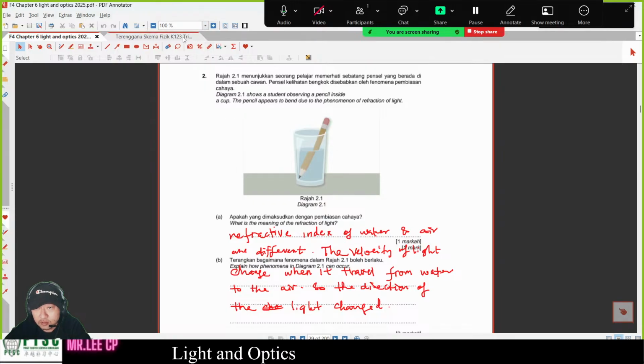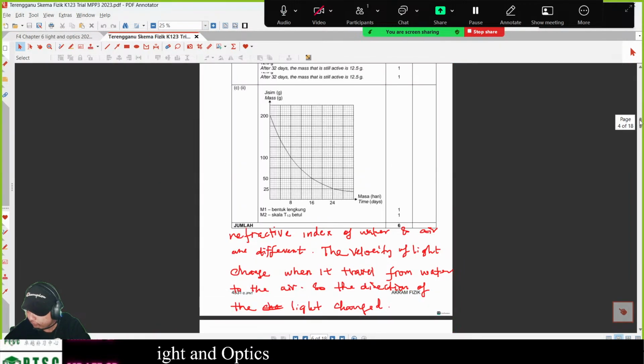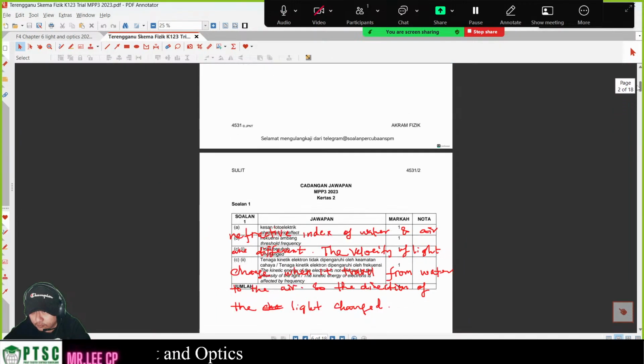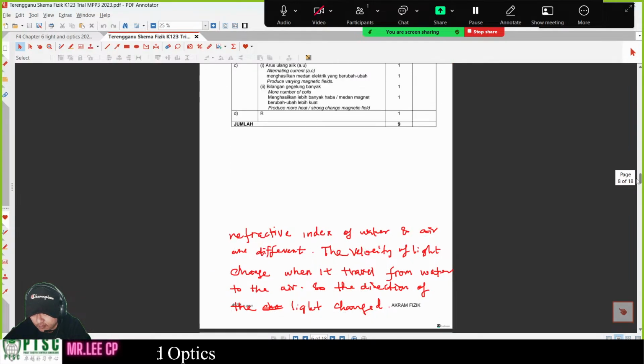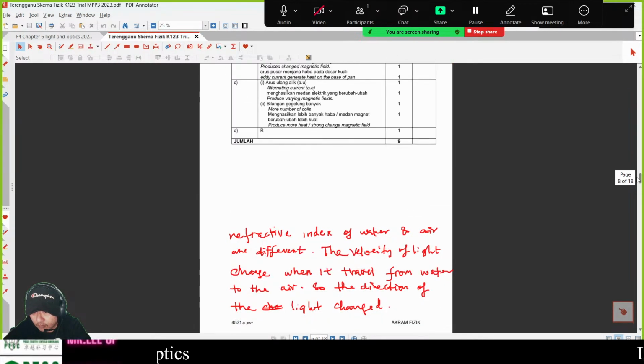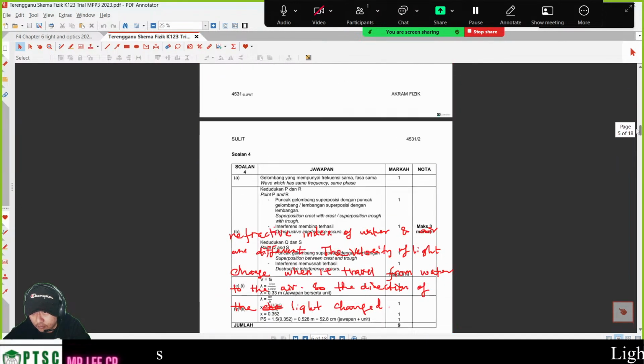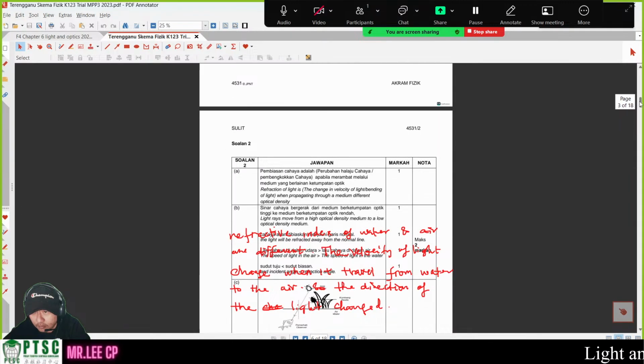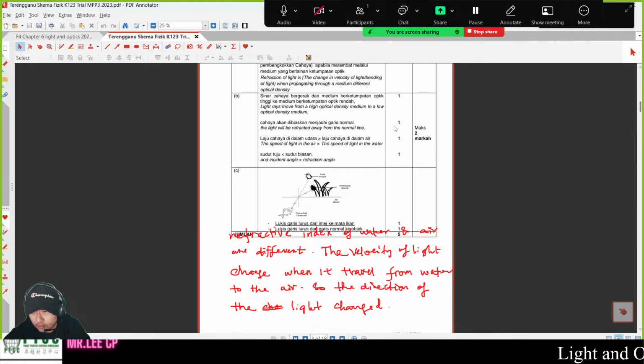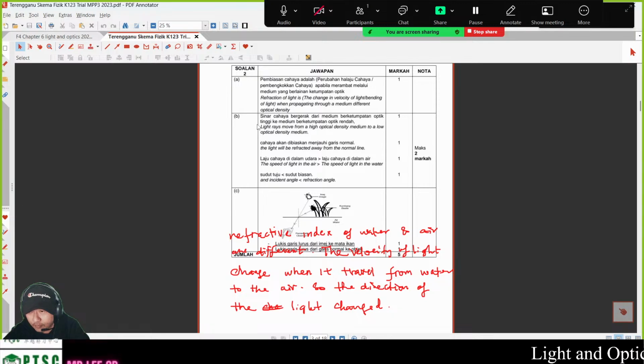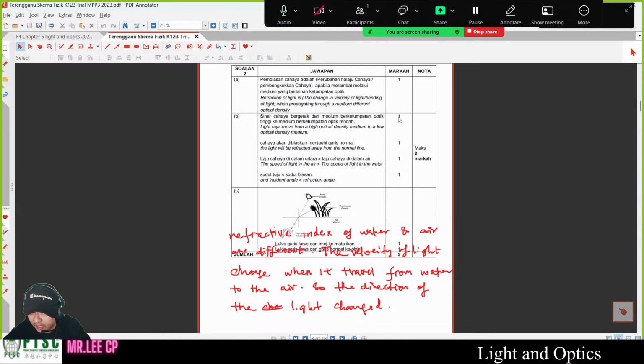Question number 2. Okay. Now the answer is 2 marks. So you got 1, 2, 3, 4 marks. So you choose 2 only.